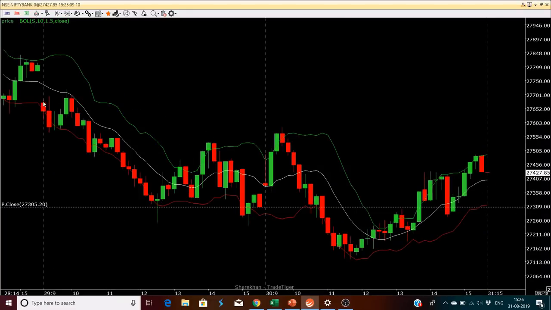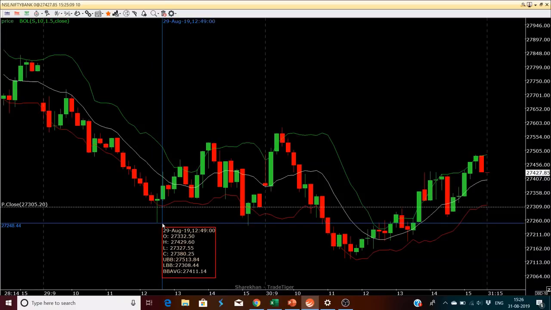You can see if there is a strong trend, the market will bounce to the median and then come back, bounce to the median and then come back, and then this is a reversal candle which happened.